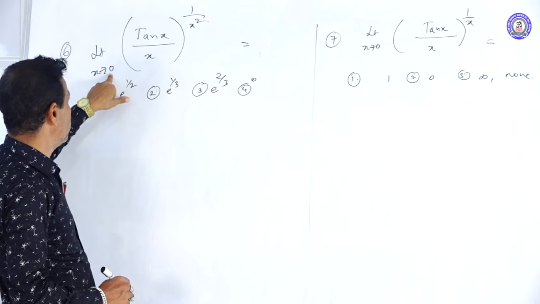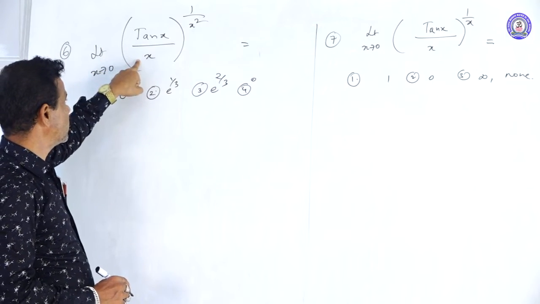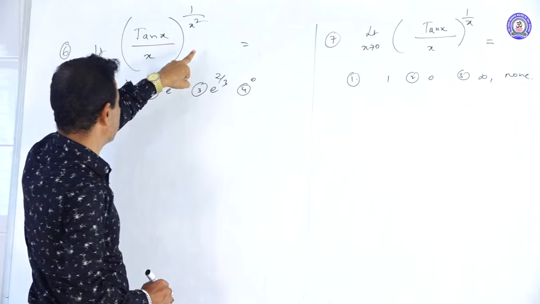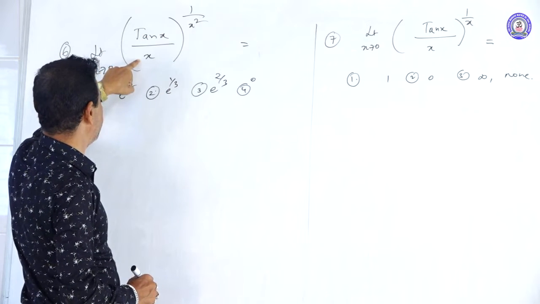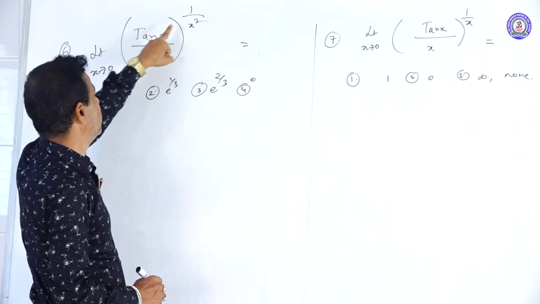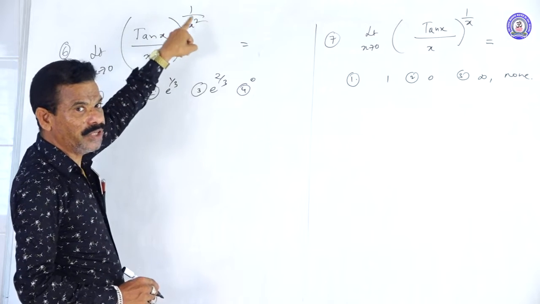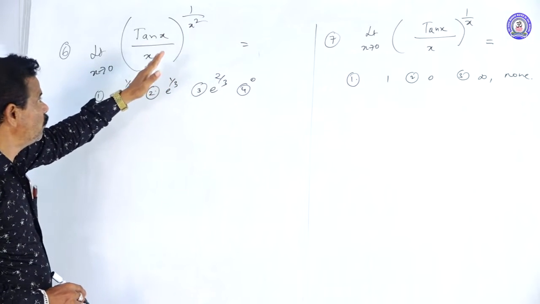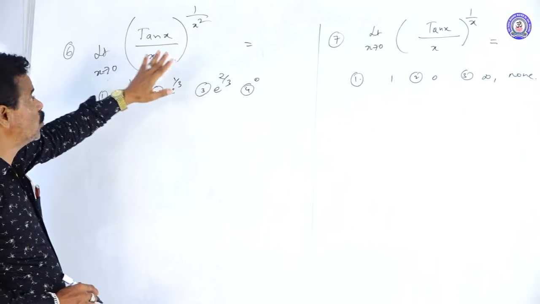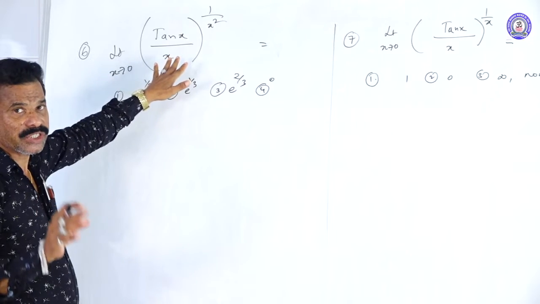Limit x tends to 0, (tan x by x) power 1 by x square. So x tends to 0 means tan x by x is 1, and the power is infinity. 1 to the power infinity, we cannot find the answer easily. That's why we follow the expansion series.